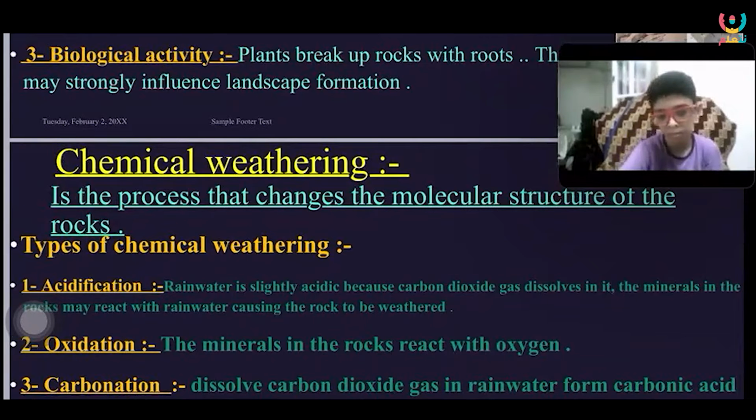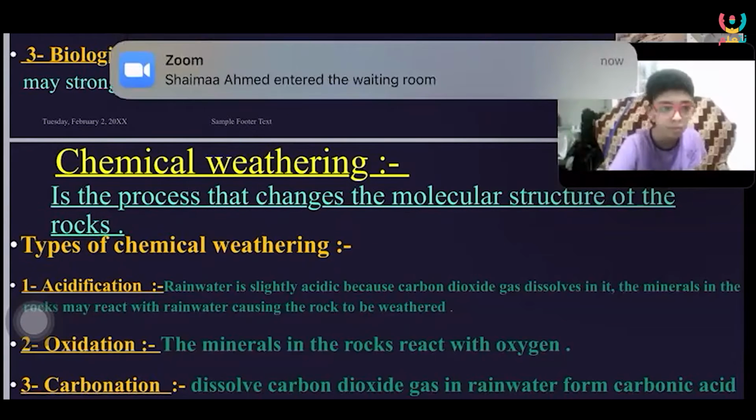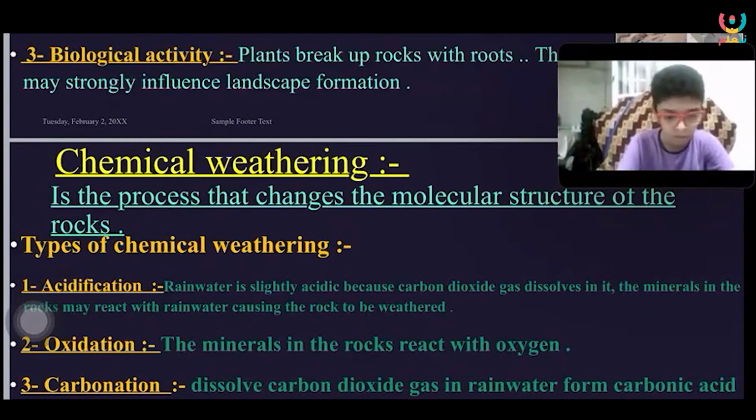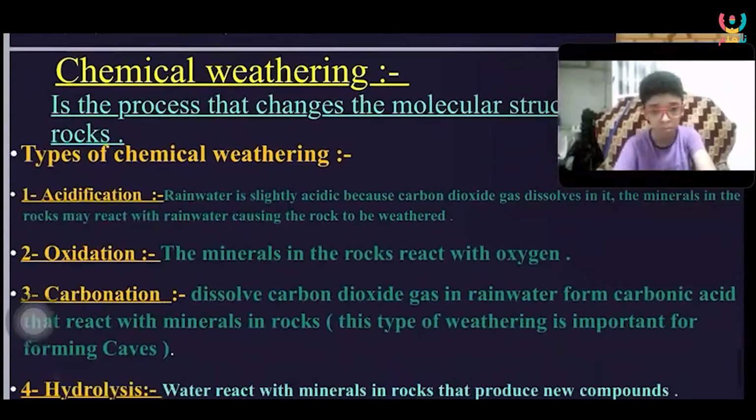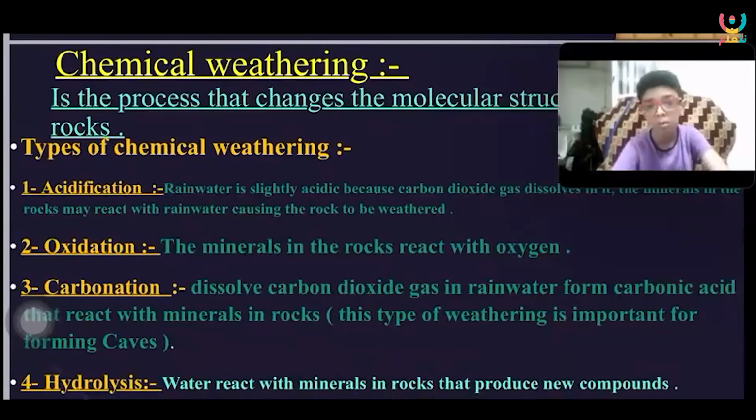Chemical weathering is a process that changes the molecular structure of the rocks. A reaction happens between the rocks and something outside, like rainwater or the air. This reaction makes the rocks change from one rock into another. This kind has four types. The first is acidification, the second is oxidation, the third is carbonation, and the fourth is hydrolysis.